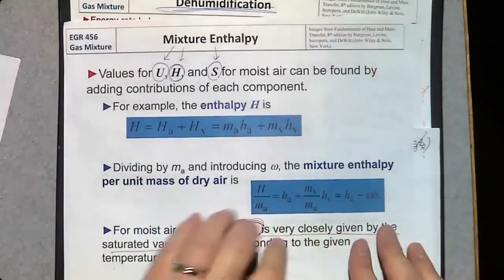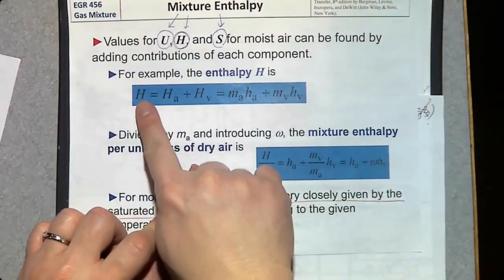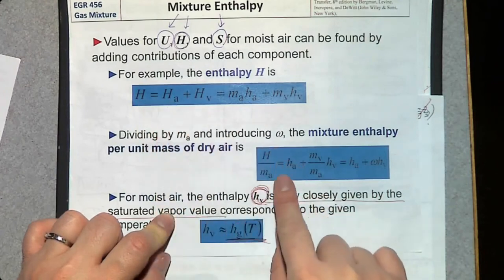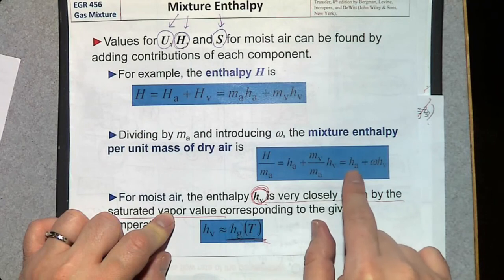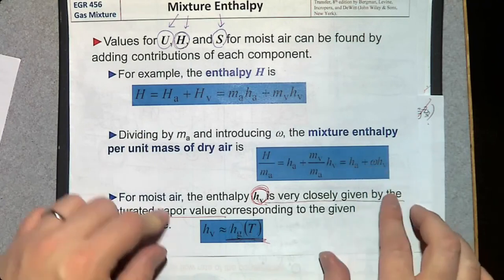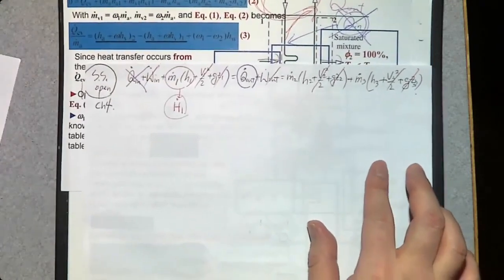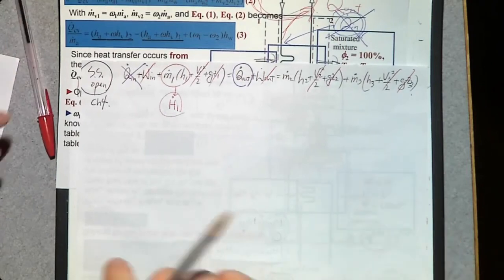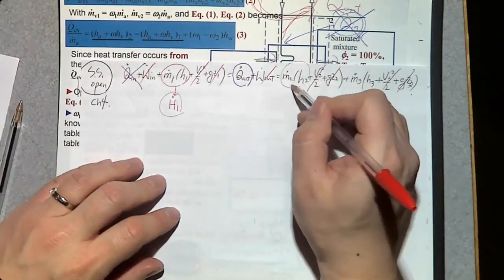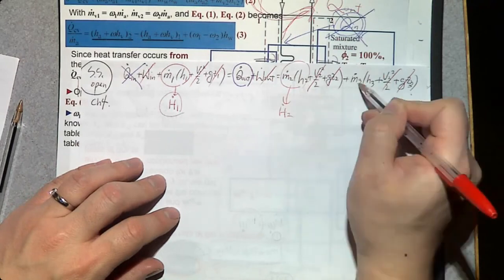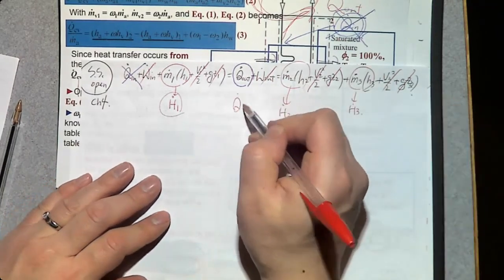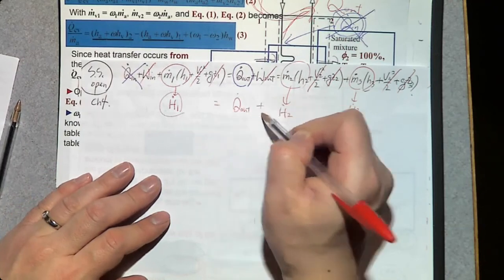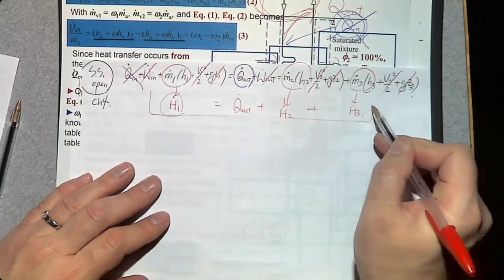This slide. This big H is going to be MA times HA plus omega HV. Anyway, so we have H1, we have H dot 2, we have H dot 3. So we have Q dot out here. So this is our energy balance equation.